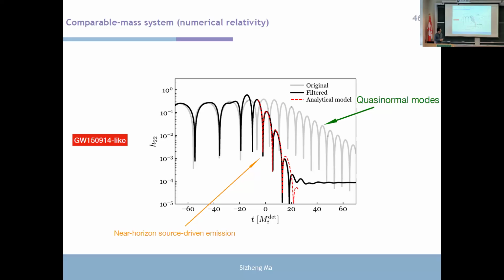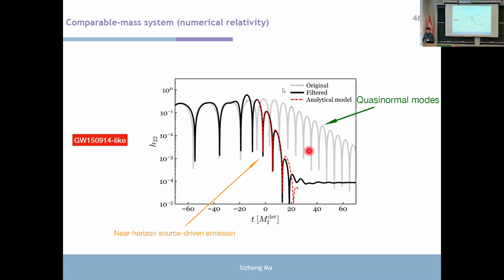To give you an example, here we can look at a numerical relativity waveform. This gray curve is the numerical relativity 2-2 harmonic, simulated for a GW150914-like system. You can see a quite clean late inspiral, merger and ringdown stage. Using a method to remove those quasi-normal modes, we obtain this black curve.